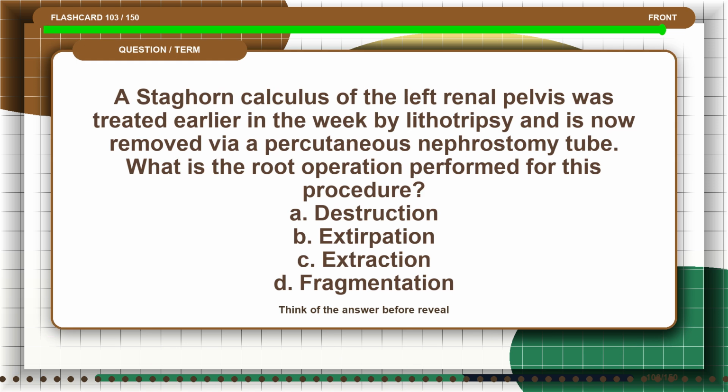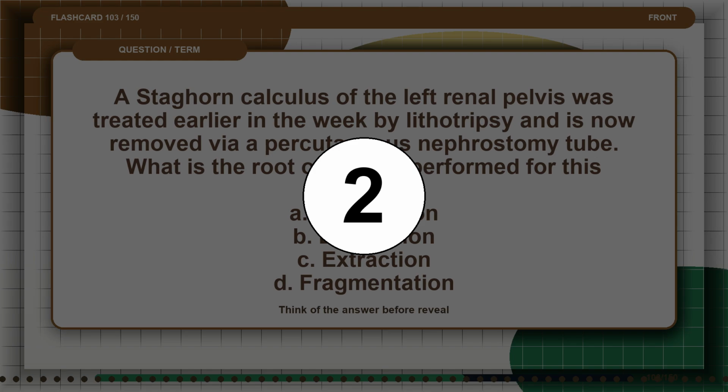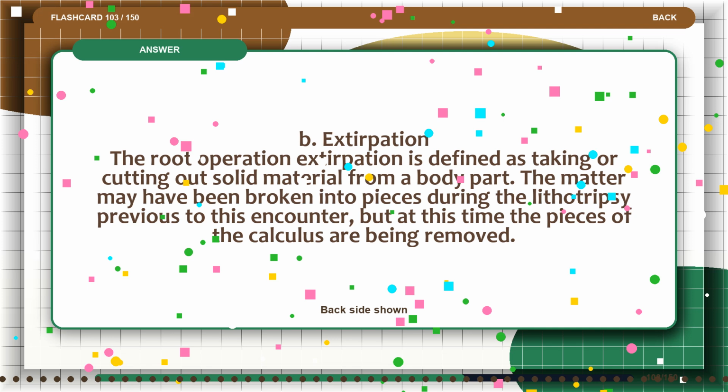Flashcard 103. A staghorn calculus of the left renal pelvis was treated earlier in the week by lithotripsy and is now removed via a percutaneous nephrostomy tube. What is the root operation performed for this procedure? A. Destruction. B. Extirpation. C. Extraction. D. Fragmentation. Think of the answer before the reveal. The answer is B. Extirpation.